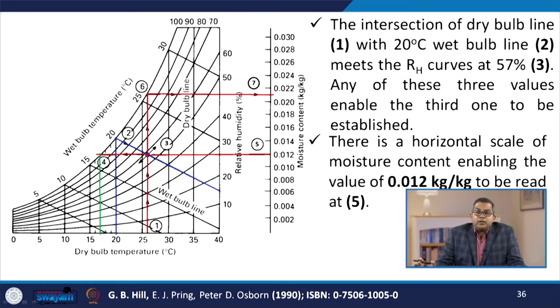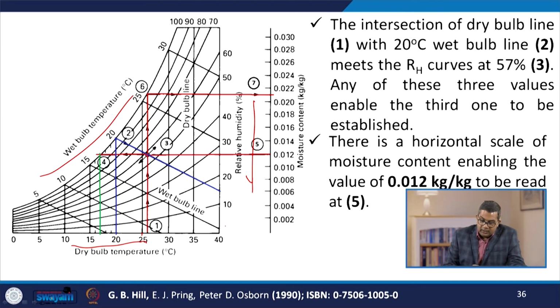Now here you need to find out first the intersection of the dry bulb line. Here you see that this is the dry bulb line, this is the dry bulb temperature, here the wet bulb temperature curve, and this is the relative humidity. So this intersection of the dry bulb line, say 20 degrees Celsius, meets the relative humidity curve at 57%. Now any of these three values enable the third one to be established.